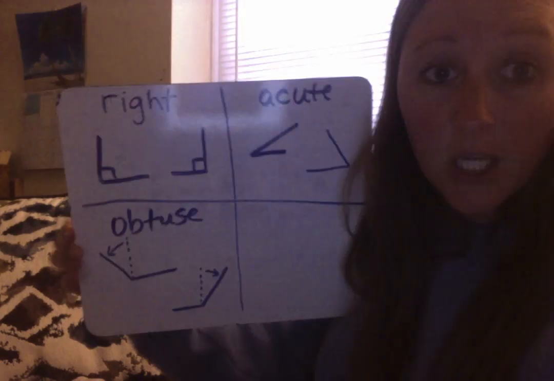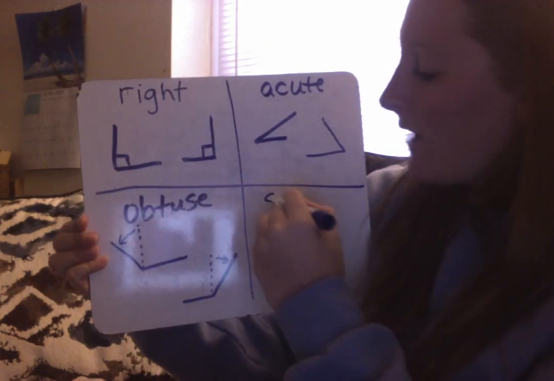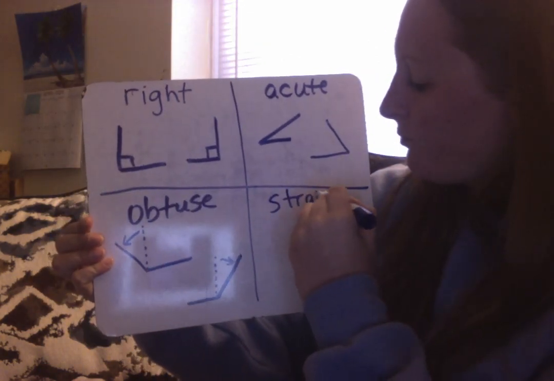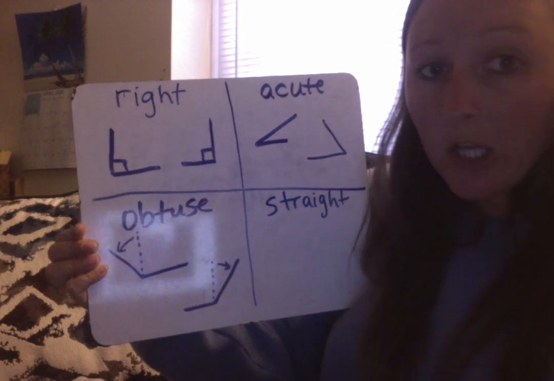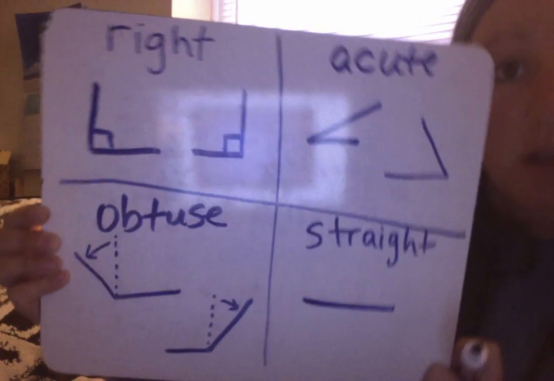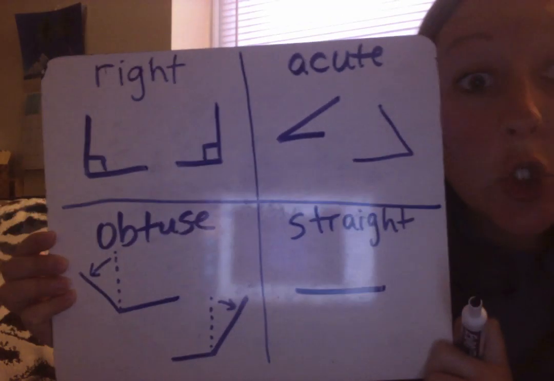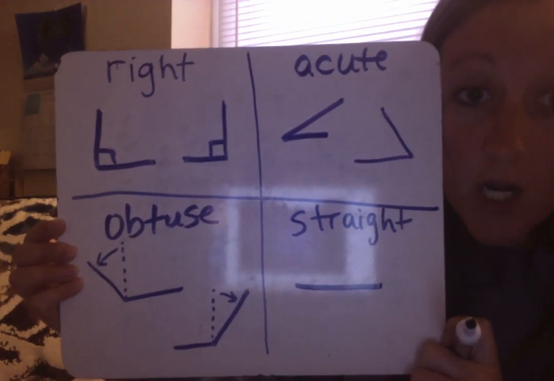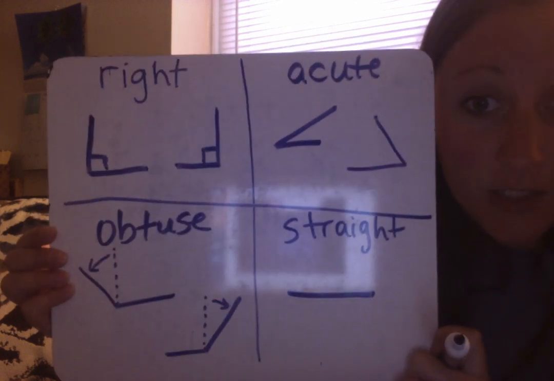It's definitely bigger. It's obtuse. And then we have a straight angle. And a straight angle is a line. That's it. Okay? So, these are super important for you to know. These 4 are the types of angles.